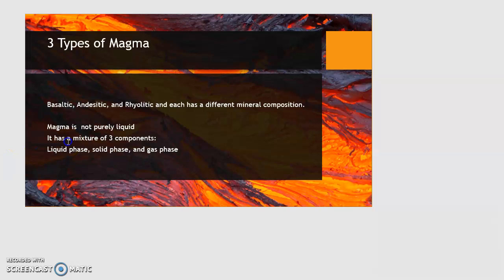There's 3 types of magma: basaltic, andesitic, and rhyolitic, and each has a different mineral composition. It's not purely liquid either. It has a mixture of 3 components: the liquid phase, the solid phase, and the gas phase.